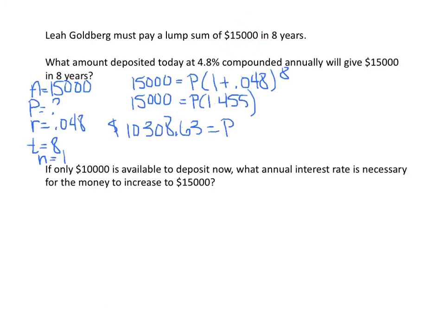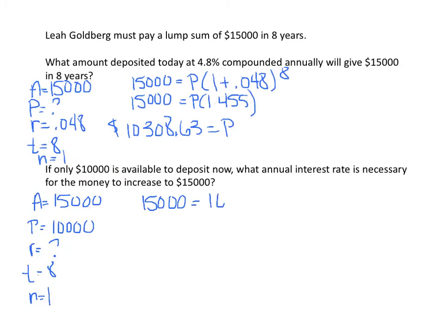Well, let's suppose she only has $10,000. That extra $308.63 doesn't exist. What does her interest need to be so that she can make sure she's got $15,000? So again, we know that A is $15,000. The principal in this case is $10,000. We don't have an interest rate, but the time is still 8 years, and the number of interest compoundings is once a year. So let's get this equation set up.